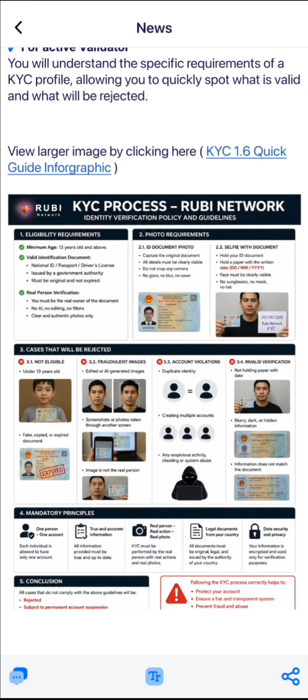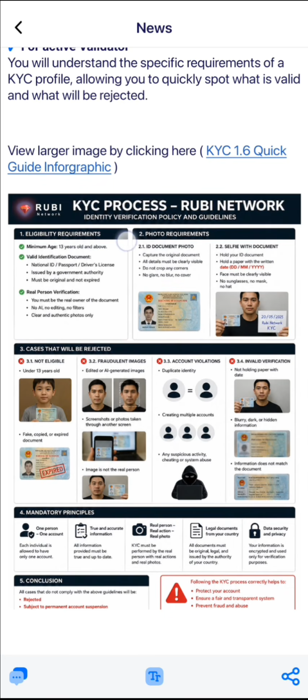KYC process, Rubi network, identity verification policy, rules and guidelines. So this is it. Eligibility requirement: minimum age, you must be 13 and above. Valid identification document: national ID card, driver's license or passport issued by a government authority, must be original and not expired. Real person verification, which means you must not be a robot.